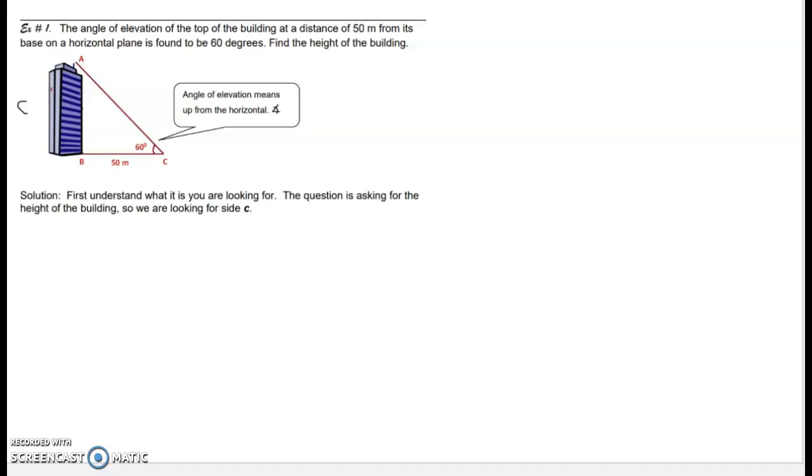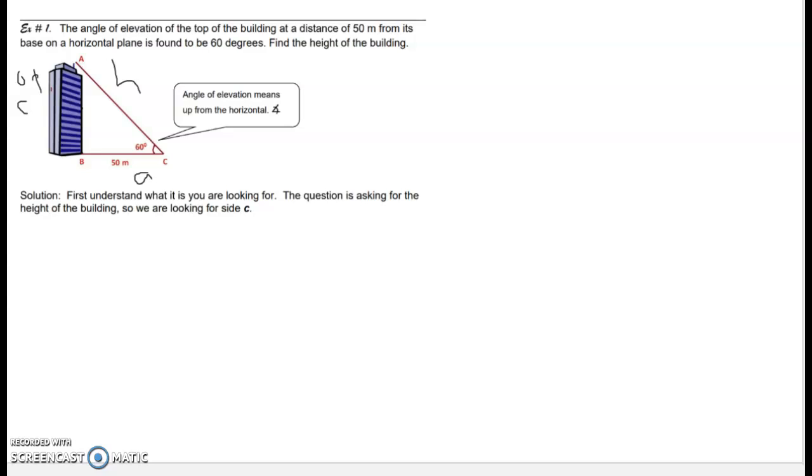We know that if this is the angle we were given, opposite that angle is called the opposite side. This is the right angle, so if we look across from that, that is the longest side in the triangle, so that is called the hypotenuse. And that means that this side that's left over is called the adjacent.